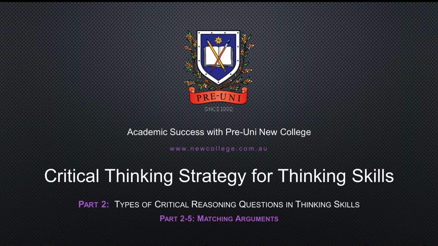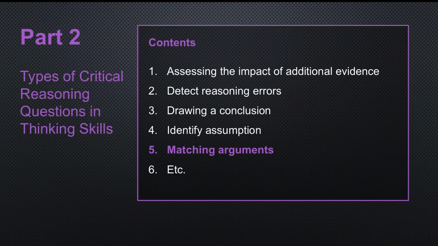Let's begin the video. Welcome everyone to part 205 of Critical Thinking Strategy for Thinking Skills. In this video, we will be covering matching arguments. As mentioned in our previous video, there are 6 types of critical thinking questions. They are assessing the impact of additional evidence, detect reasoning errors, drawing a conclusion, identifying assumptions, matching arguments, and etc. We'll be covering matching arguments in this video.